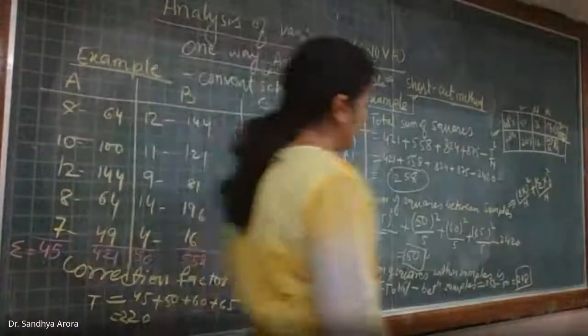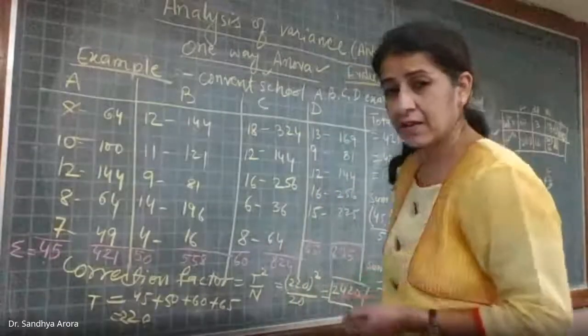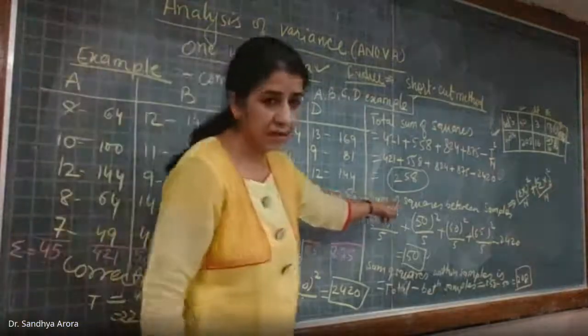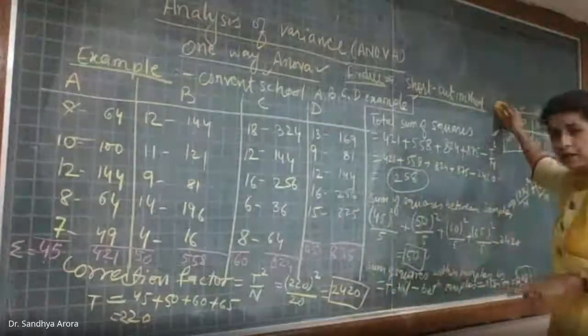Ma'am, can you shift it a little bit towards the right? Towards the right. Hello? Yes, ma'am. Please be loud. The right side portion is not visible. Which part? After the sum of squares within samples, if you have written something to the right, it's not visible.